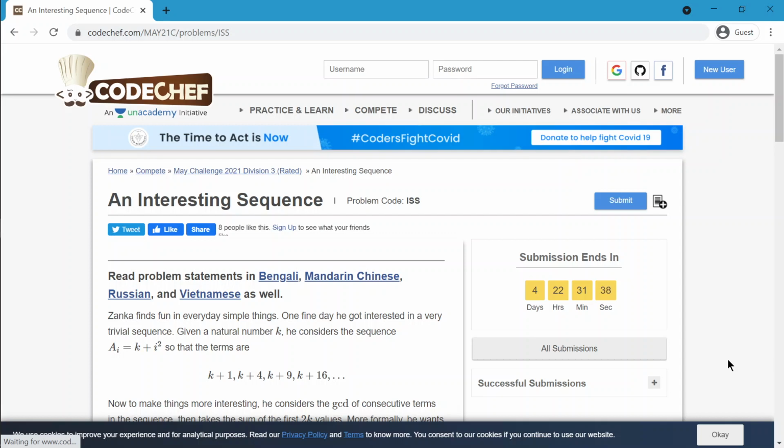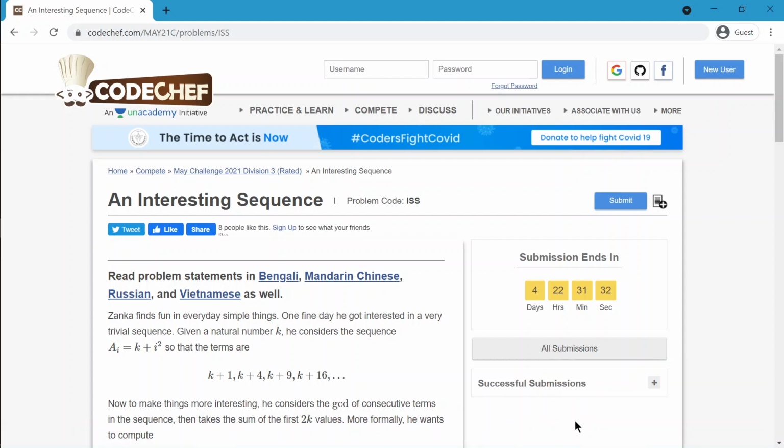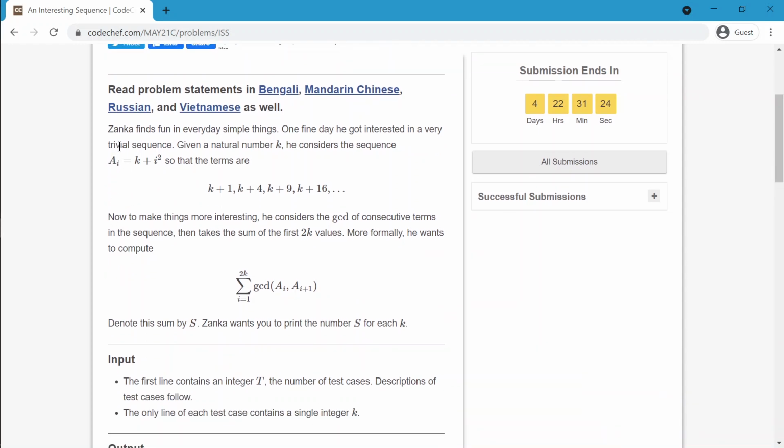Today I'm going to discuss an interesting XOR problem with you. That is problem number 7 of the May Long Challenge course. So without wasting time, let's start discussing the problem. I'm going to read the problem statement, briefly explain what the problem is about, and how to approach the code.